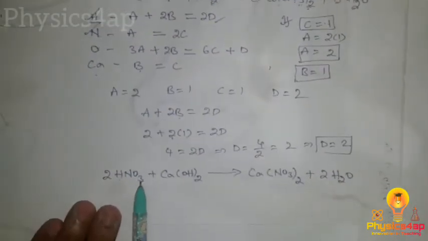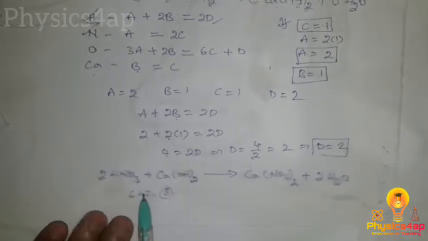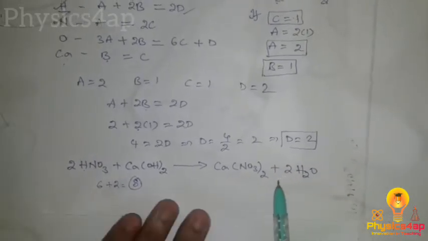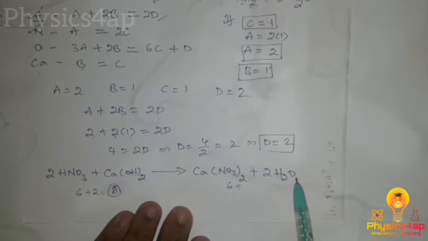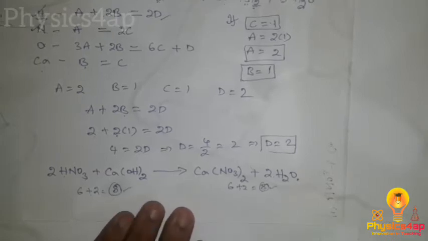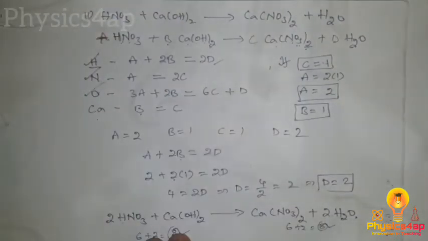So coming to the oxygen, here we have 3 into 2, that is 6, plus here we have 2, that is 8 oxygens on the left hand side. Now let us see the right hand side. Here we have 3 oxygens into 2, so 3 into 2 is 6, plus here we have 1 into 2, that is 2, so 6 plus 2 is 8. So here also we have 8 oxygens. Now oxygens are also balanced.